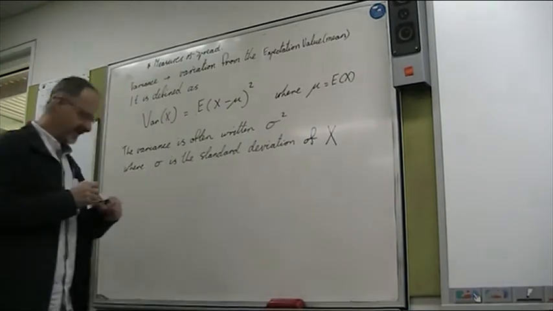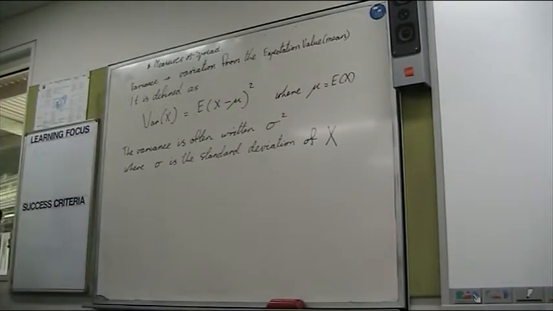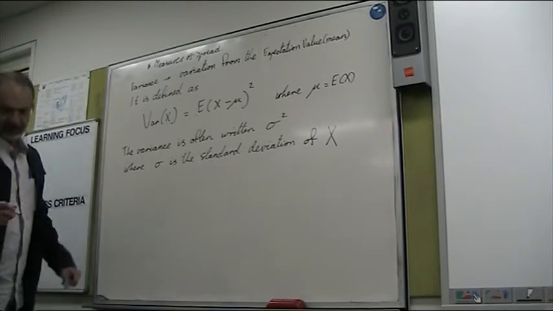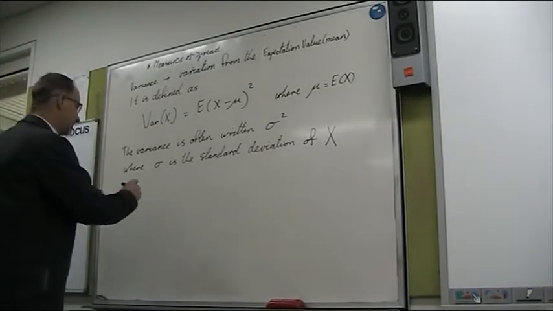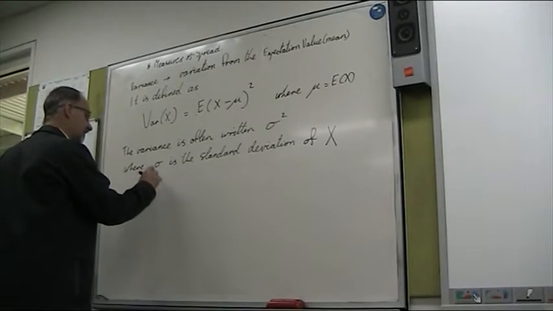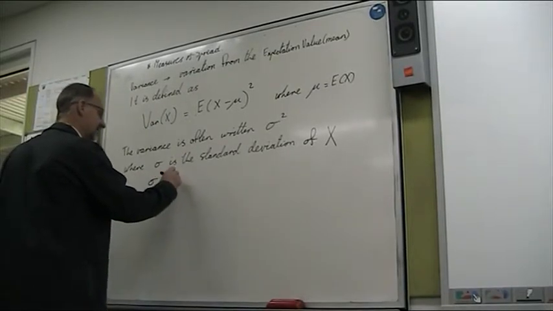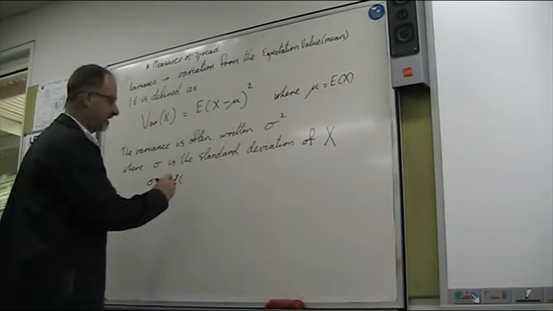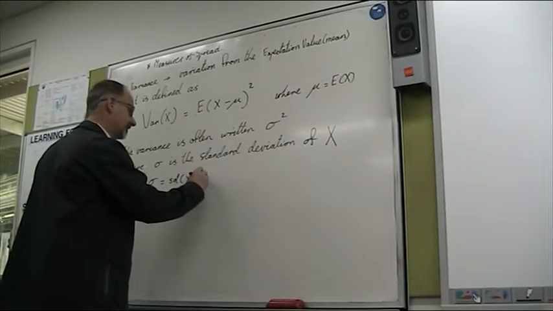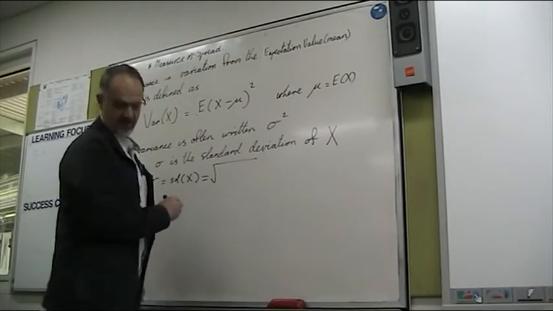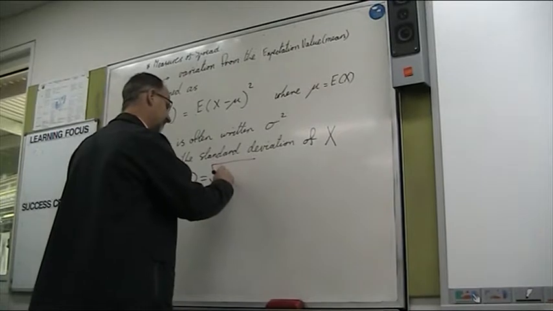Alright, and the variance is often written as sigma squared, where sigma is the standard deviation. So the standard deviation, sigma, sometimes written as SD, of x is then simply the square root of the variance.